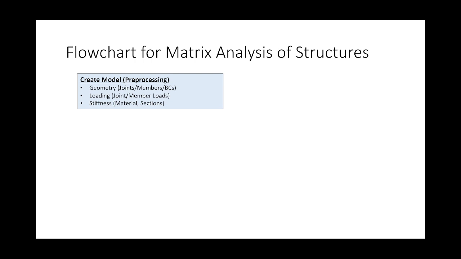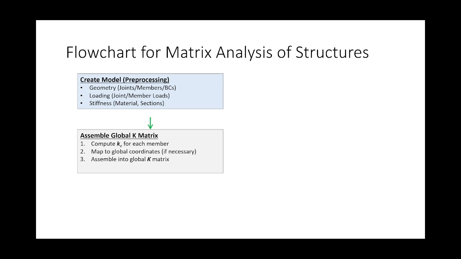What you do as the user is you create the model, and that's kind of what we're going to work on today. It's what's called pre-processing. Pre-processing means creating the geometry, the joints, the members, the boundary conditions, the loads, the stiffness, you know, creating the model. And then you hit go.